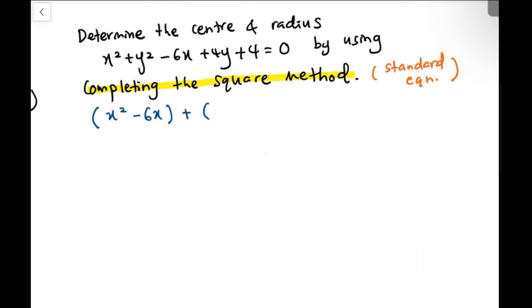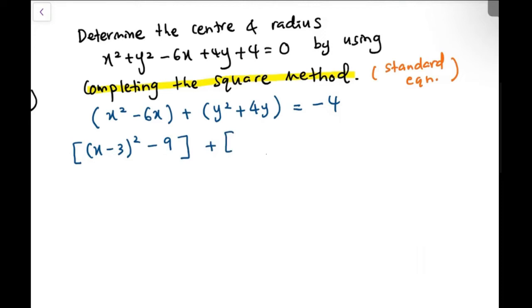And then for the second variable, we have y squared plus 4y. And we have an extra constant of 4, so I bring it to our right side. That's how we get negative 4. Now we may start completing the square for each variable. Start with x first. So here we would get (x minus 3) squared minus 9. And for the y variable, we would have (y plus 2) squared minus 4 equal to negative 4.